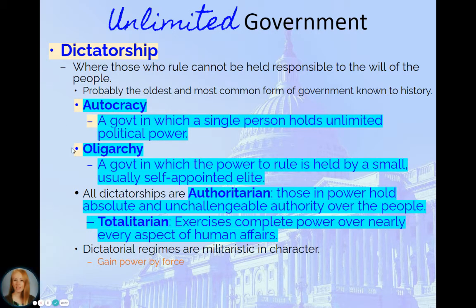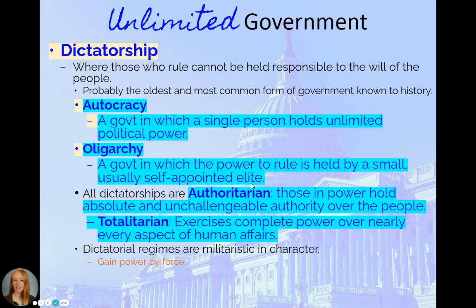Okay. Then oligarchy. So we're just kind of using process of elimination on that sort of thing. I don't have any tricks on that. It's just knowing that this one's one, this is a few. So oligarchy, a government in which the power to rule is held by a small, usually self-appointed elite. Where maybe people get kind of tripped up is, what's the difference between a representative government versus an oligarchy?